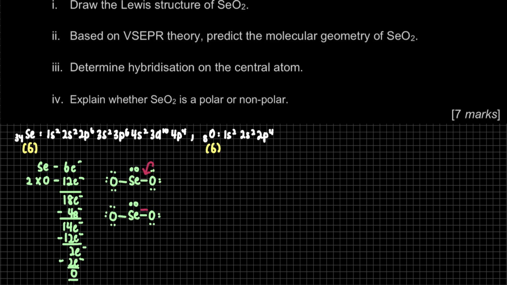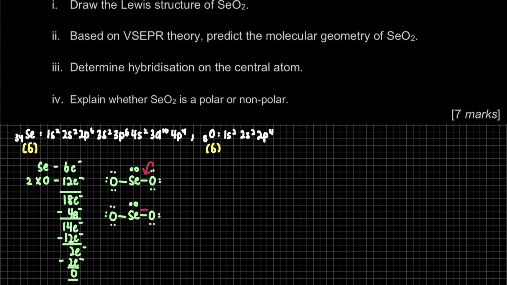But then when we check here, we got 8. Selenium also got 8. Our oxygen, even though it's sharing the electron, you also got 1, 2, 3, 4, 5, 6, 7, 8. Okay, so all the atoms now already achieve octet. So this is our Lewis structure. So that's the solution for question 1.